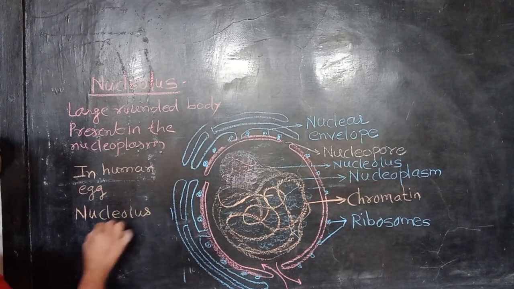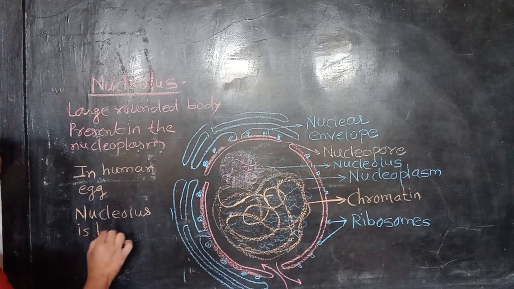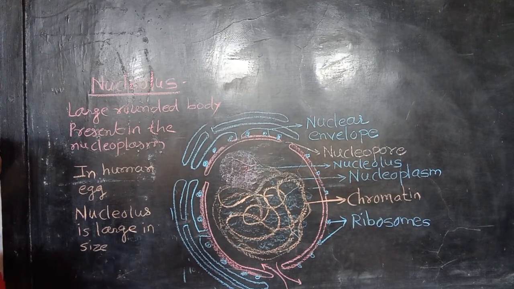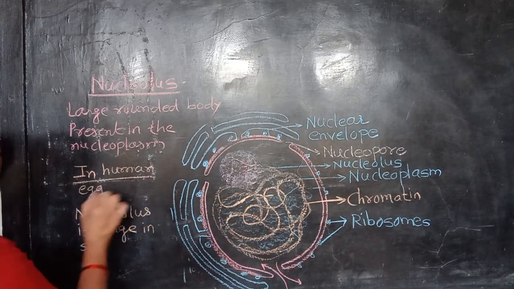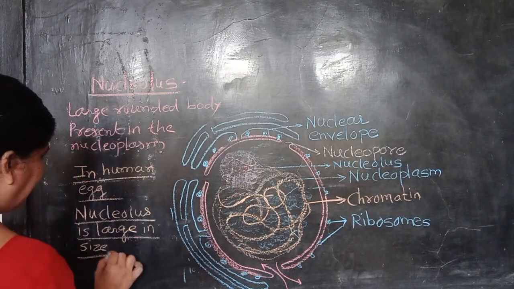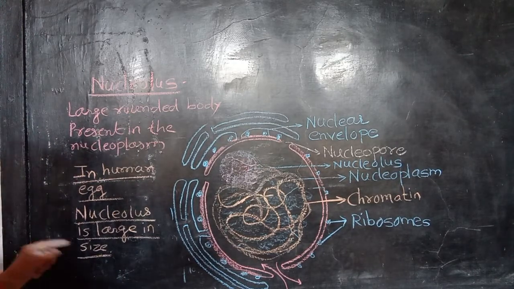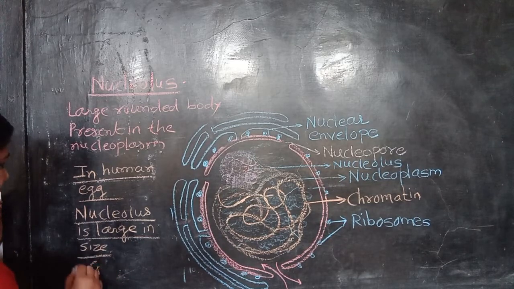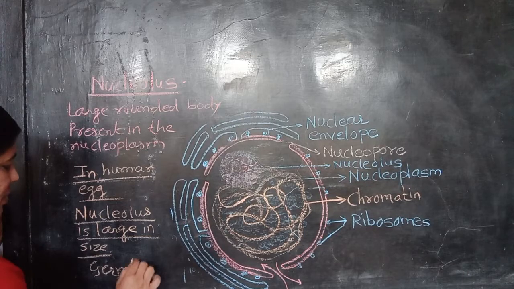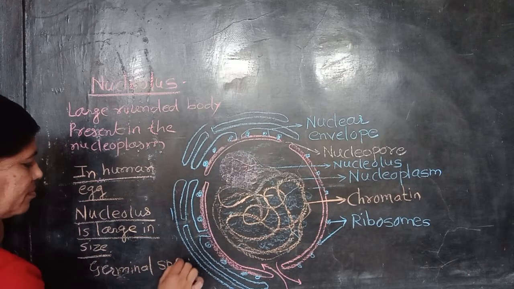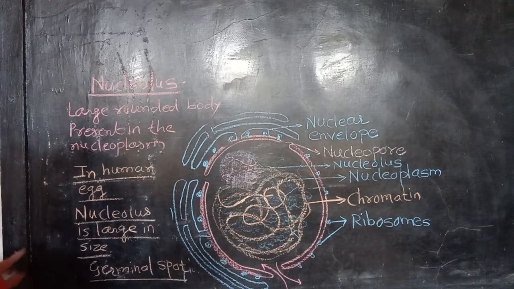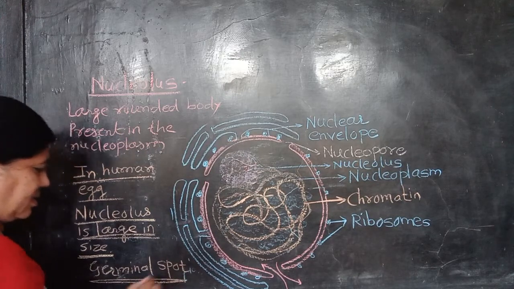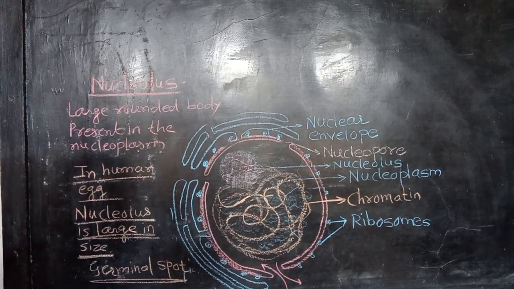Nucleolus is large in size. This is a very important point. According to NEET, in the human egg, nucleolus is very large in size, and the nucleolus in the human egg has a different name. It is called the germinal spot. Next point.